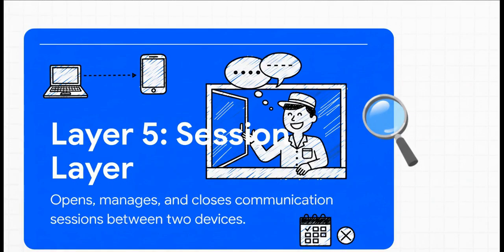Now, before your message can go anywhere, the 2 devices need to open up a line of communication. And that's the whole job of layer 5, the session layer. It creates a connection, keeps it stable for as long as you need it, and then closes it down properly when you're all done. It's kind of like a postal clerk opening a special service window just for you, making sure your conversation doesn't get interrupted.